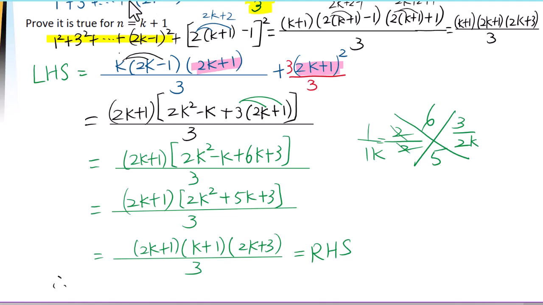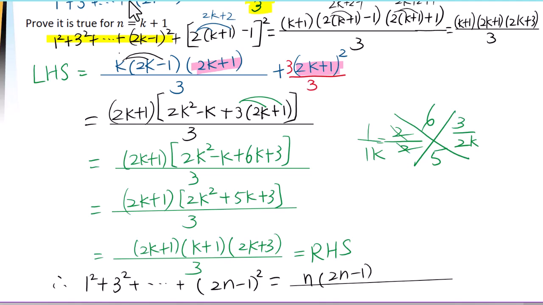So 1 squared plus 3 squared plus ... plus 2n minus 1 squared equals n times 2n minus 1 times 2n plus 1 all over 3, for n is a natural number.